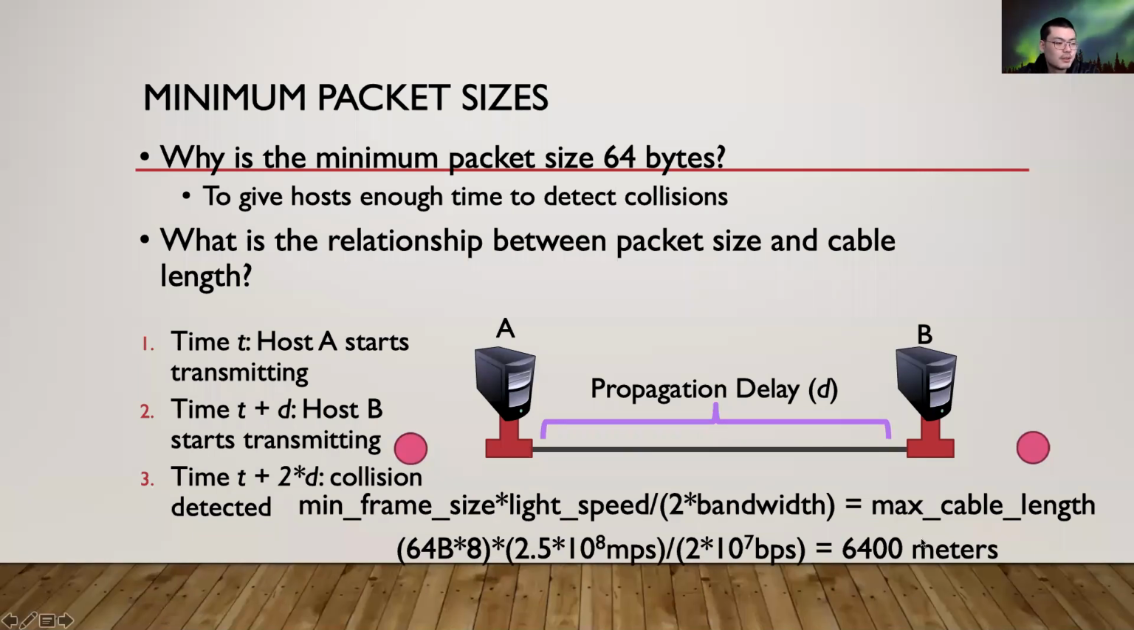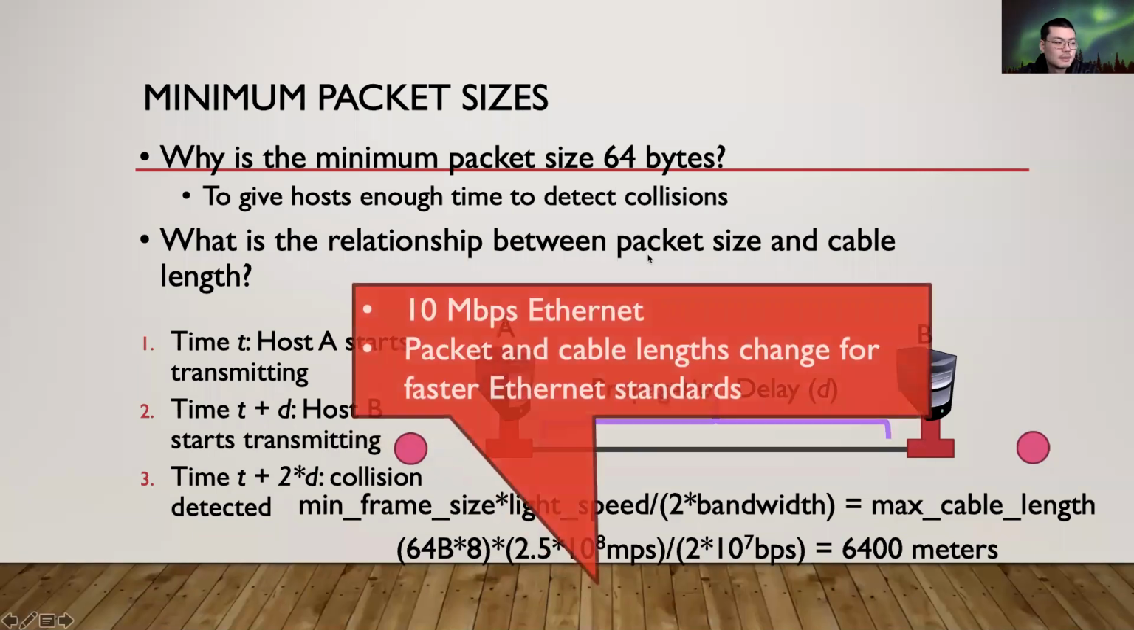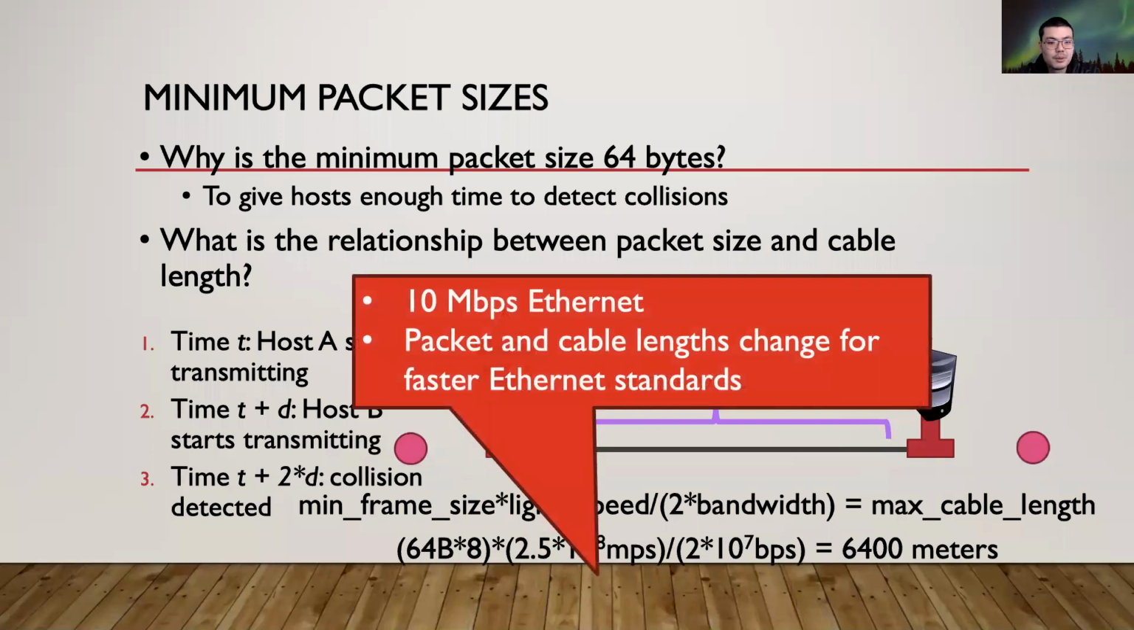Again, no one will use one so long. Why? I want to emphasize that this is for 10 megabits per second. This m is 10 to the power of 6, so 10 megabits is 10 to the power of 7 bps. So this is really targeting a very low speed Ethernet. These days we use Ethernet 100 times faster by default, 1 Gbps, so the packet size and the cable length should change for faster Ethernet.